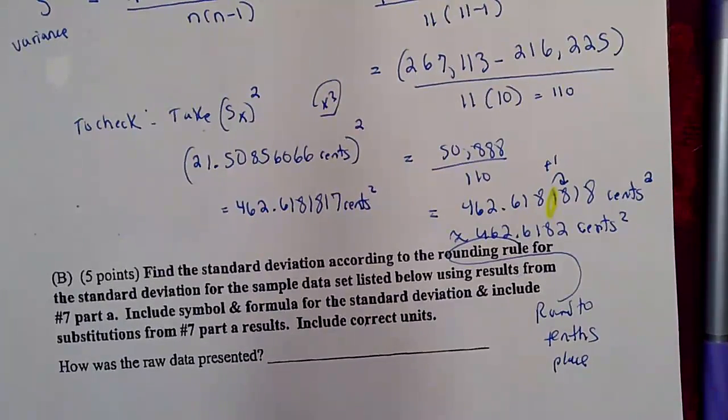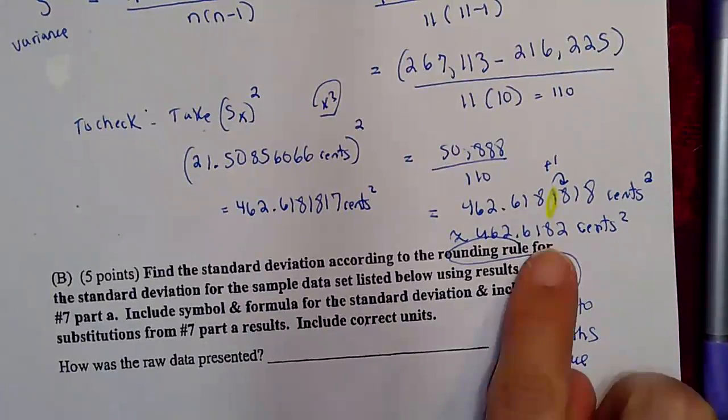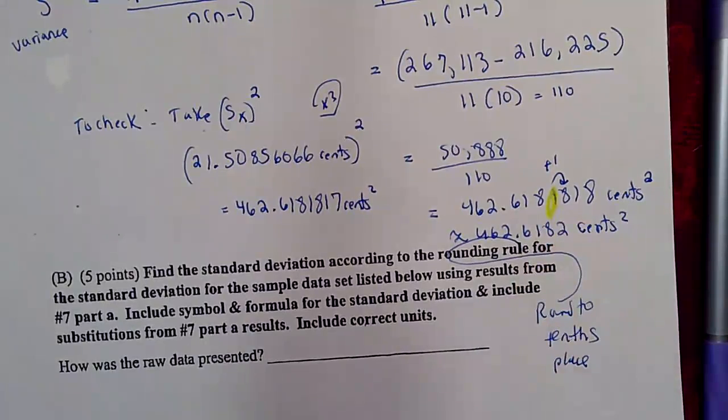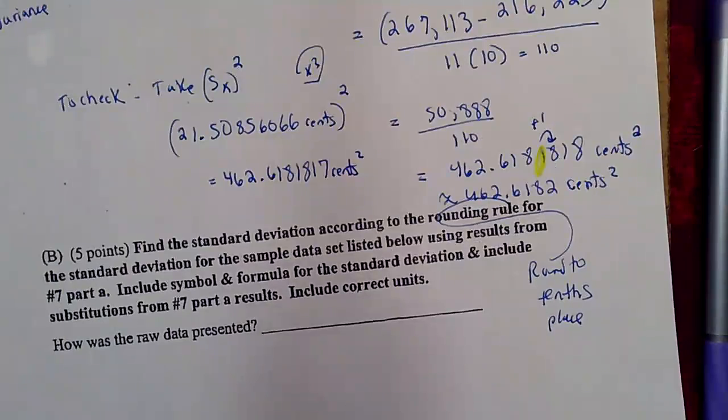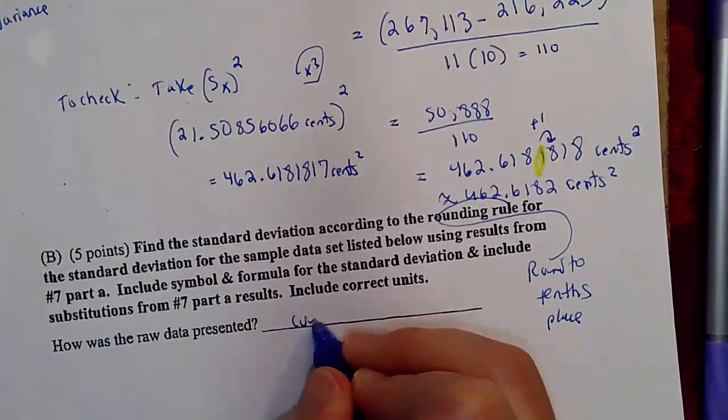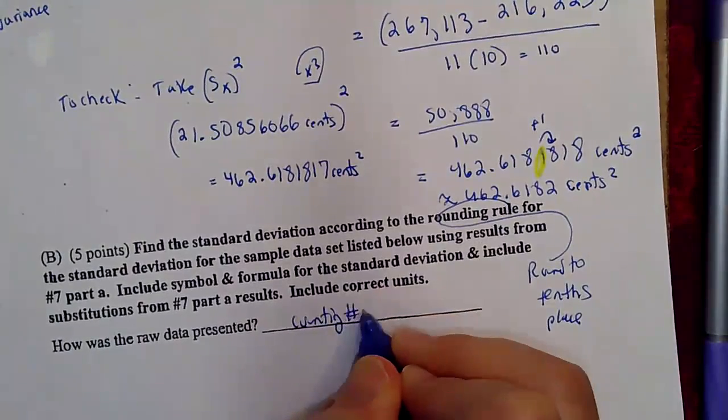And then they want you to make use of the results from 7 part A. So that was another reason why I had you go all the way out to 10,000s. Include the symbol and the formula for the standard deviation, and then substitutions from number 7 part A, and then include correct units. And how was our data presented? Again, counting numbers.